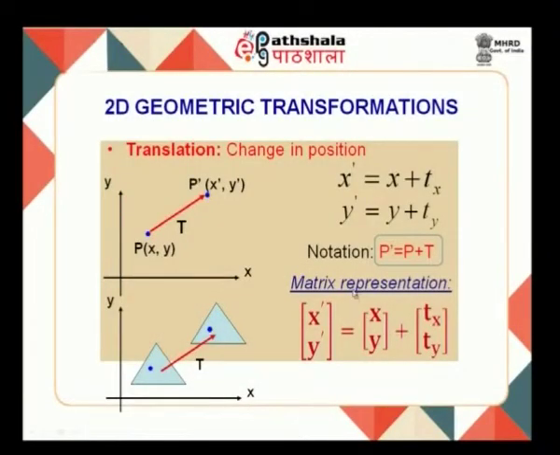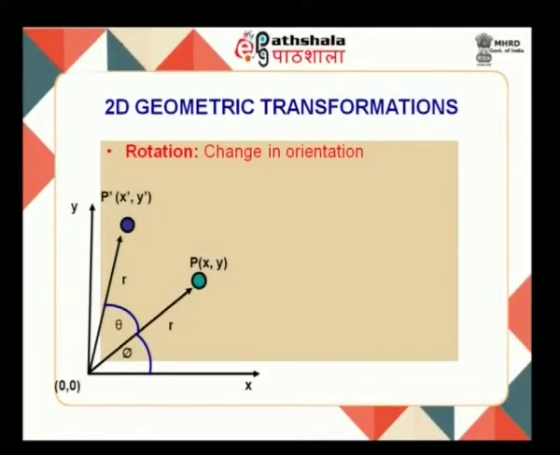So, let us see how the matrix representation of translation is given. It is a 2 by 1 matrix, x dashed y dashed, equal to x and y, which is the P matrix, plus the T matrix, t x t y. So, it is a 2 by 1 matrix for the x dashed y dashed, a 2 by 1 matrix for P and 2 by 1 for T. We will be doing these things similarly for the other transformations like rotation and scaling.